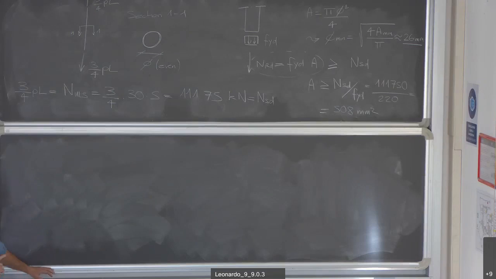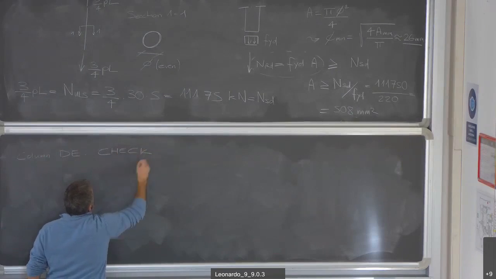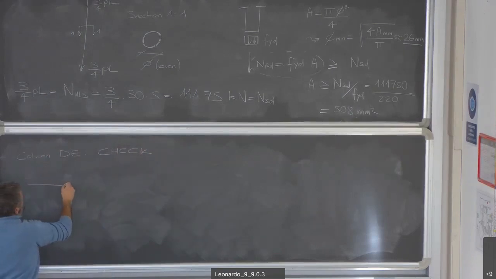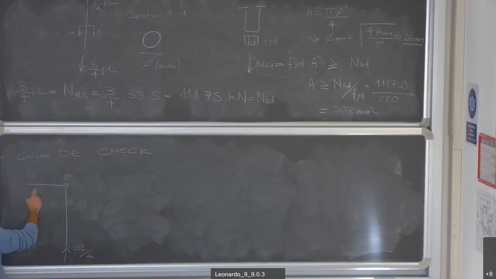Design the column. Okay, column DE. No, not design again. It's a check. Check because we know the column was to the far right. It is subjected to a load which was PL divided by 4, coming like this. Okay, this was the load. Okay, this is the column.